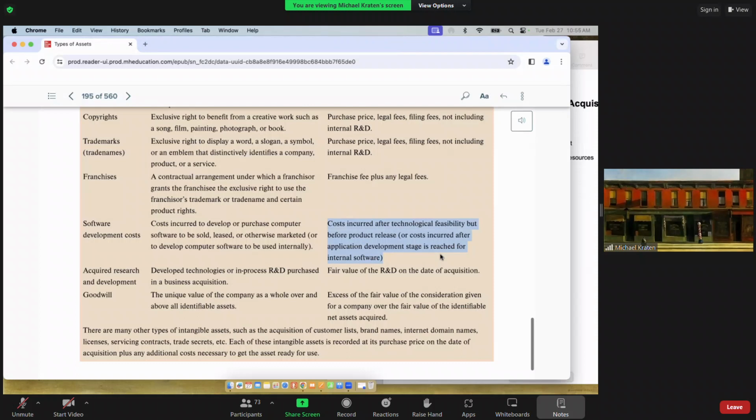Now, why are costs to develop software after product release, after the goods are sold, not part of the cost of the software? Because you've already released the product, you've already sold it. And as a result, we have that cost definition that looks a little restrictive at first glance, but it's actually not too bad.